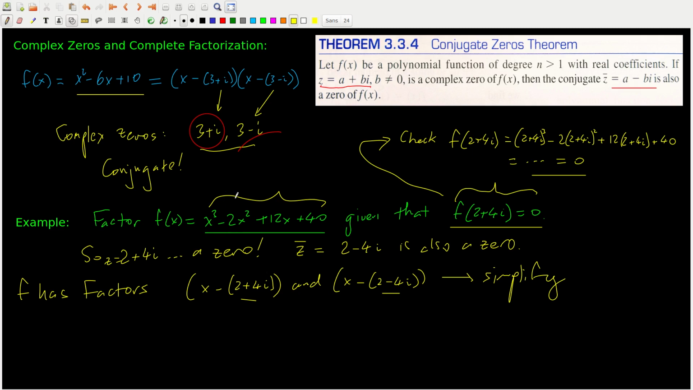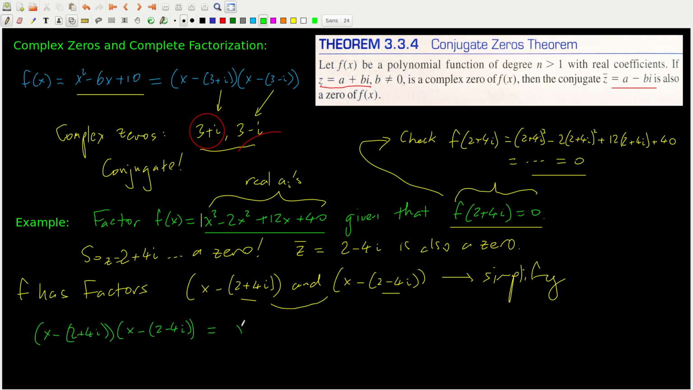Notice that when I look at this polynomial f, there are no i's here. These are all real numbers, and if you remember the way we write polynomials, we're only interested in the coefficients being real. So 1x cubed, minus 2x squared, 12x, and 40. They're all real numbers. They have to be real numbers. So when these two things have been multiplied out, there shouldn't be any i's left because there are no i's in f. So let's calculate this product to see what factor f will have overall.